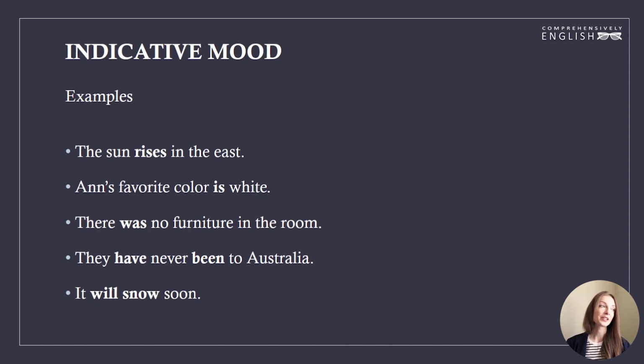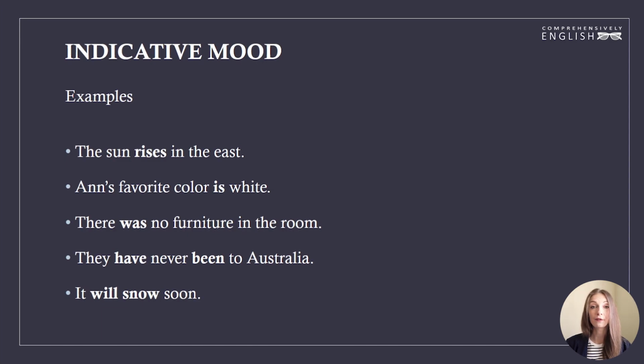Let's look at some examples of the indicative mood. The sun rises in the east. Anne's favorite color is white. There was no furniture in the room. They have never been to Australia. It will snow soon. All these sentences are statements.